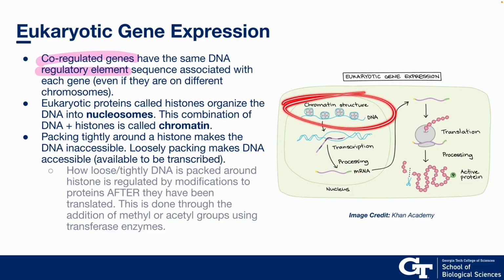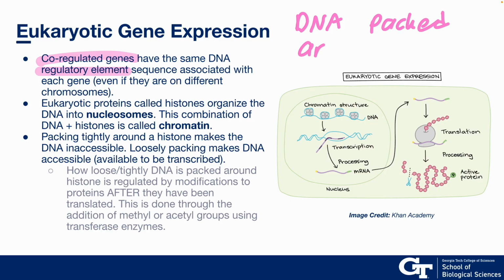So then we see this structure here of chromatin, right? And chromatin is DNA packed around protein, right? That's what chromatin is. And when we have tight packing, can we transcribe that DNA if it's super closely packed together and wound tightly? No, it is inaccessible.